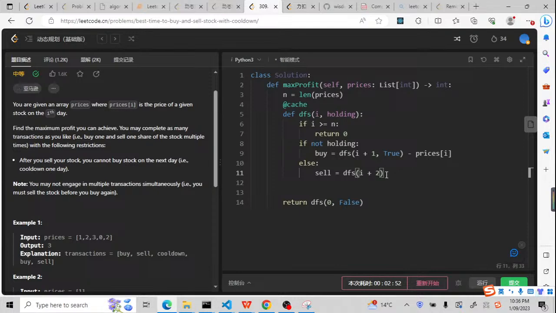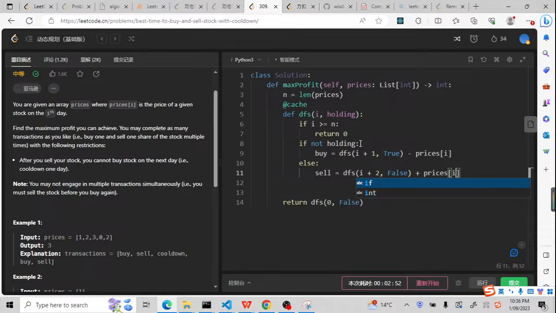This is why for the sell, I need to use DFS i plus 2, because only i plus 2 can go to the next state. So the next state is not holding, so inside I'm gonna give a false, because if I sell it, it means I have no stock in my hand. So I have to give a false. It means not holding. Now I will get a profit, so the profit is prices[i].